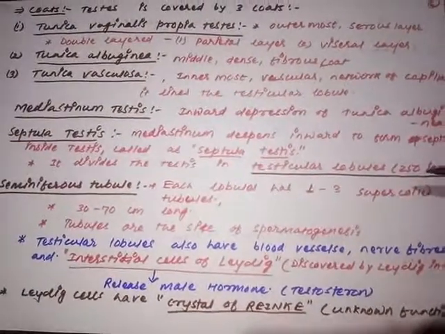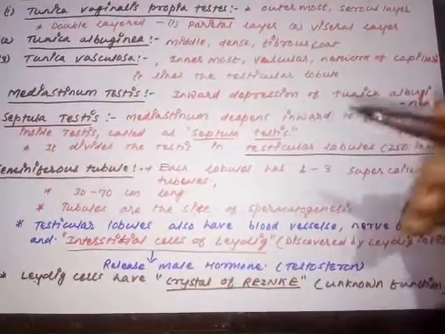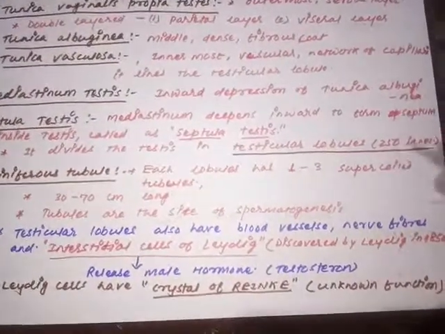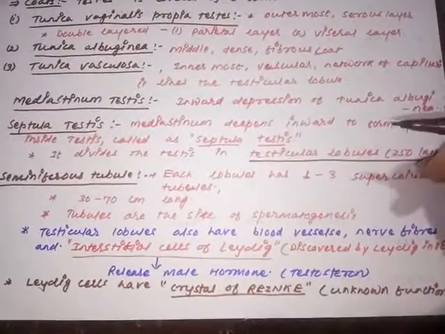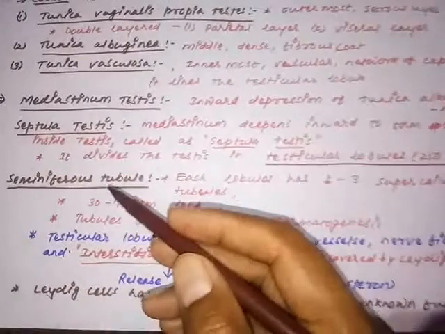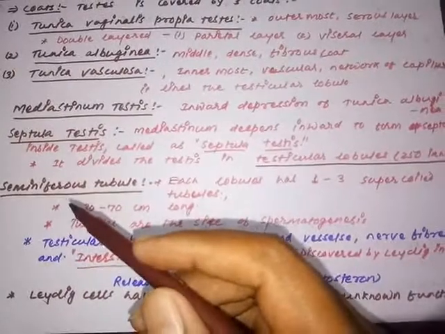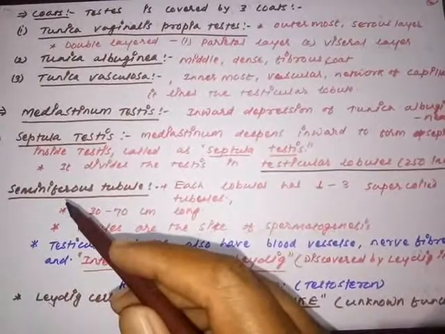Moving on to the next, what is present inside the testicular lobules? Why is this so important? From each testicular lobule, 1 to 3 supercoiled tubular structures originate. These structures are called seminiferous tubules. Are you getting my point? From each of the lobules, 1 to 3 supercoiled tubular structures originate, and these supercoiled tubular structures are called seminiferous tubules.